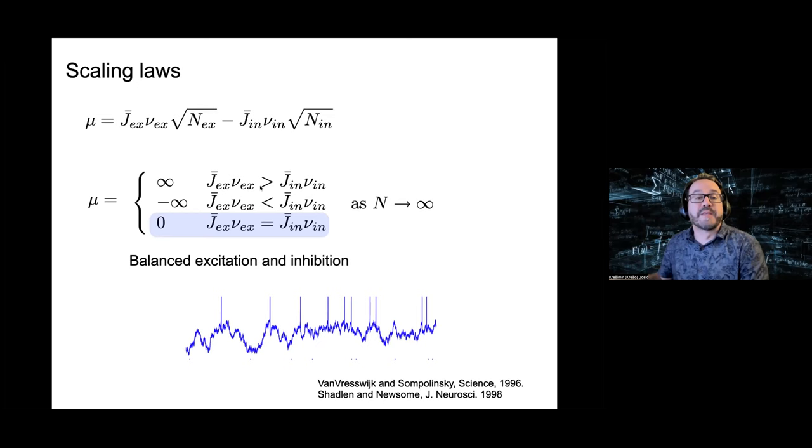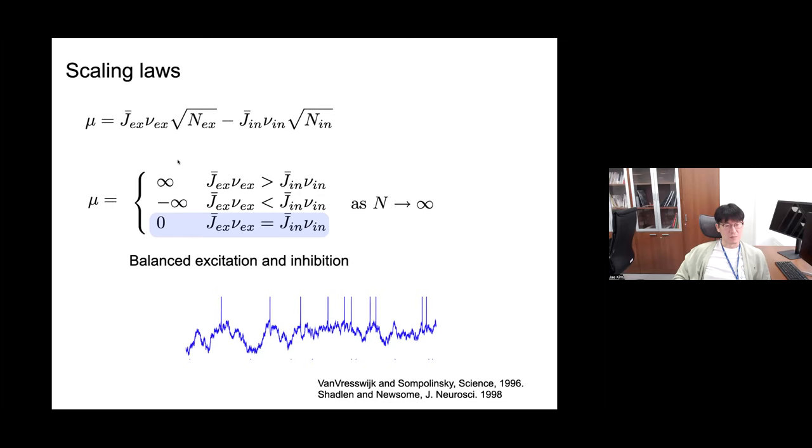If the effective excitation is stronger than inhibition, this diverges to infinity. You're going to have a network that explodes, that's just going to fire without control. It's going to be epileptic. If you have the opposite inequality, then that goes to negative infinity, and you're going to have a network that doesn't do anything because the inhibition is effectively infinitely stronger than the excitation.